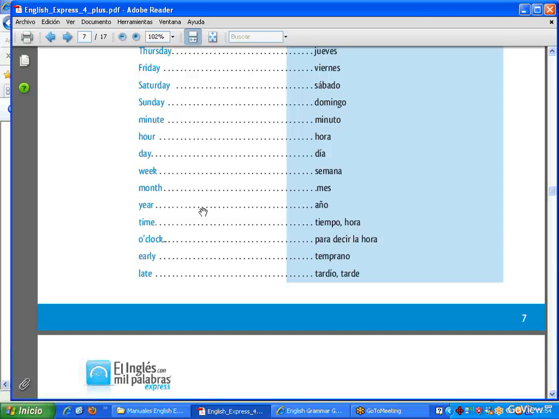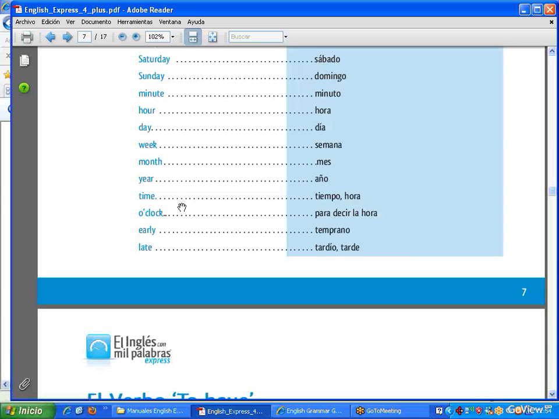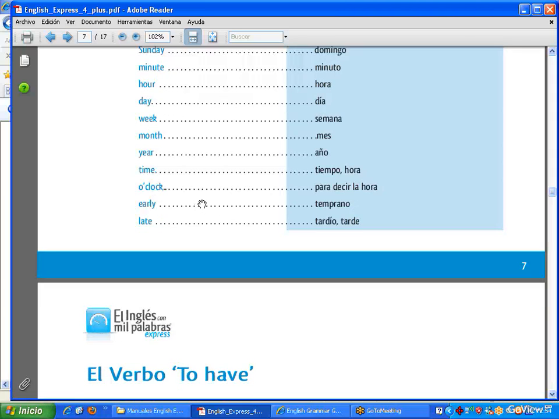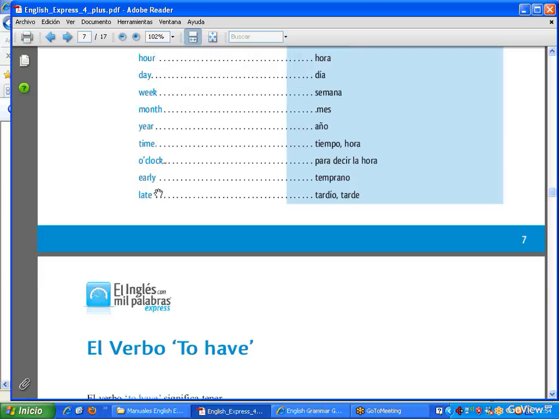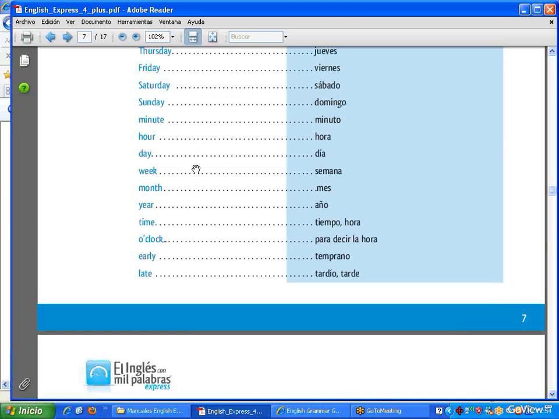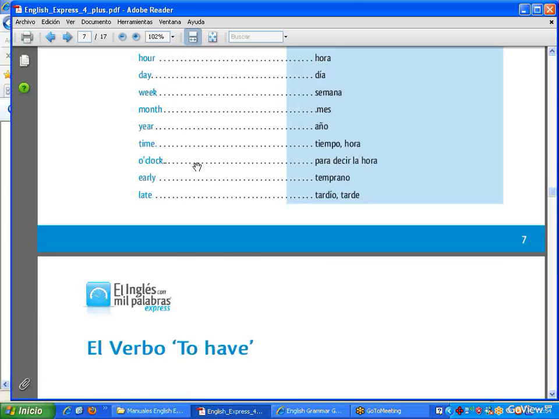Time, o'clock. That's how to say the actual hour. 1 o'clock, 2 o'clock. Okay? Temprano, early, and late. So you learn all these words, and then we have the verb to have.